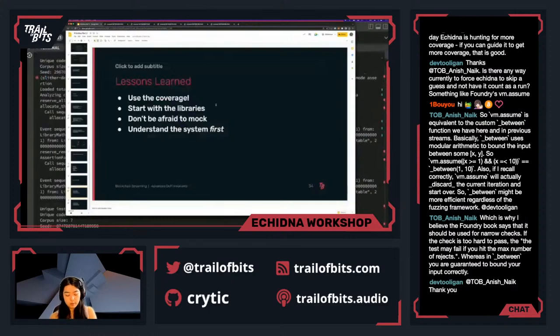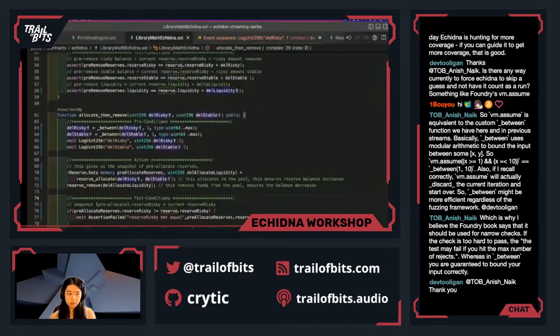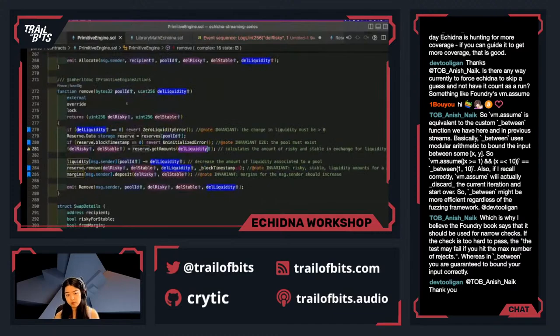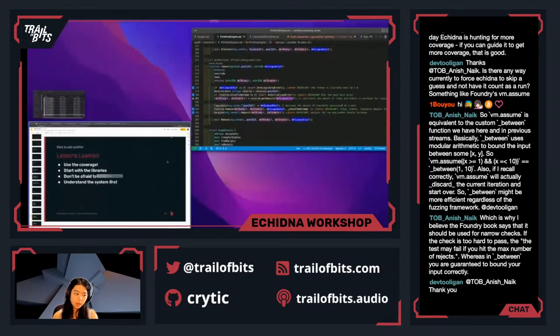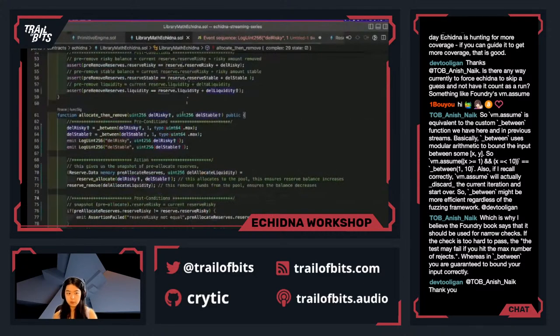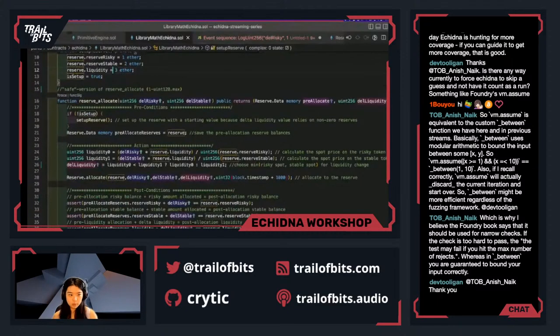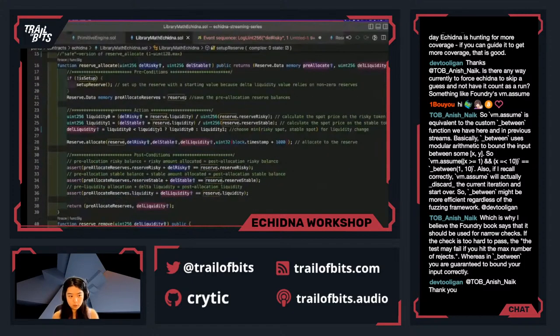Start with libraries and start with the smaller subsets of the system. This reserve contract is a small subset of what the engine relies on in order for you to allocate and remove funds, and so starting with that and testing against that directly is helpful. Don't be afraid to mock your contracts and mock what you need in order to get the system up. In this case, we mocked essentially what the reserve is set up with. We made the assumption that the pool already exists, because the reserve cannot exist without a pool existing. But we were able to isolate this logic into just a check against how the reserves are expected to work.